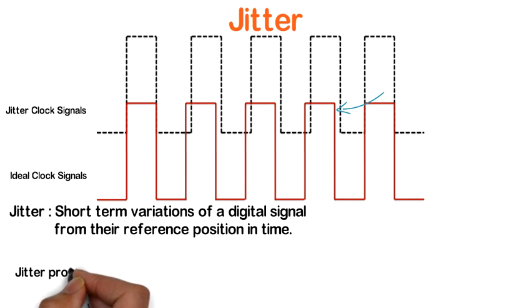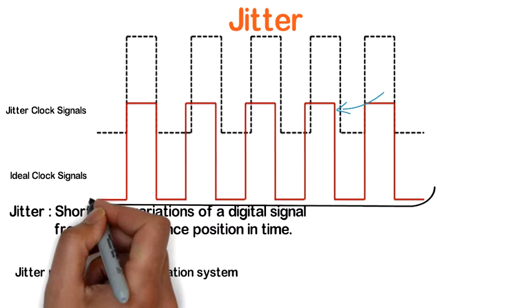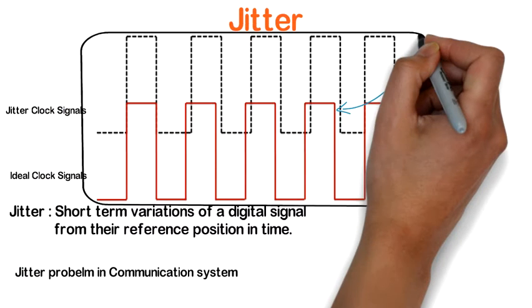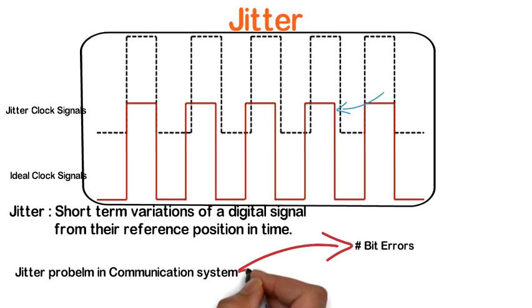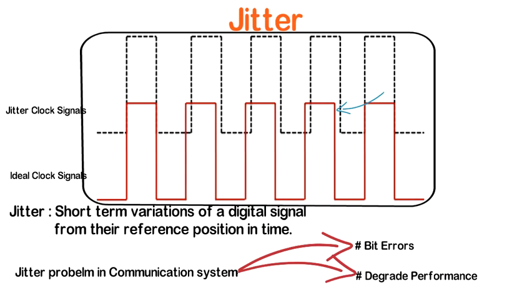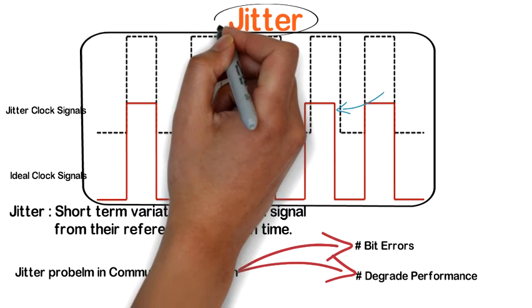Let us discuss why jitter is bad for communication system. To understand why jitter is bad for communication system, again refer the diagram. From the diagram we can see that jitter causes the decision point to move away from the optimized position. This results in bit errors and degrades the performance of transmission system. Just now we discussed first transmission parameter jitter.